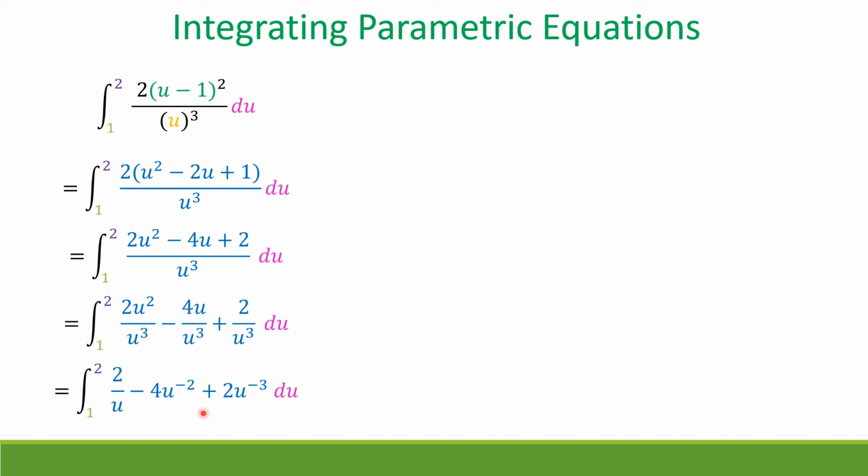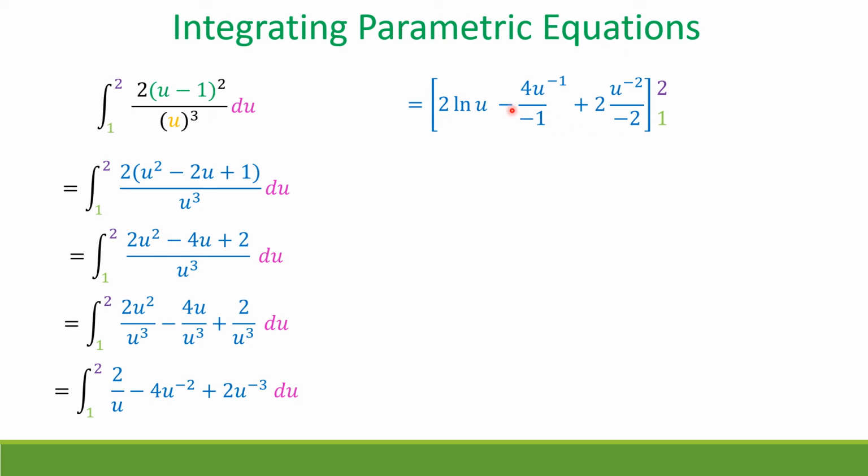These last two, I'm just going to add 1 to the power and divide by the new power. So I've got 2 ln u for the first one. Add 1 to minus 2 gives you minus 1. Divide by the new power is divide by minus 1. And you've got a minus and a minus, so these will become a positive in a minute. From here, I've got 2u to the minus 3. Add 1 to the power gives you minus 2. Divide by the new power is minus 2.